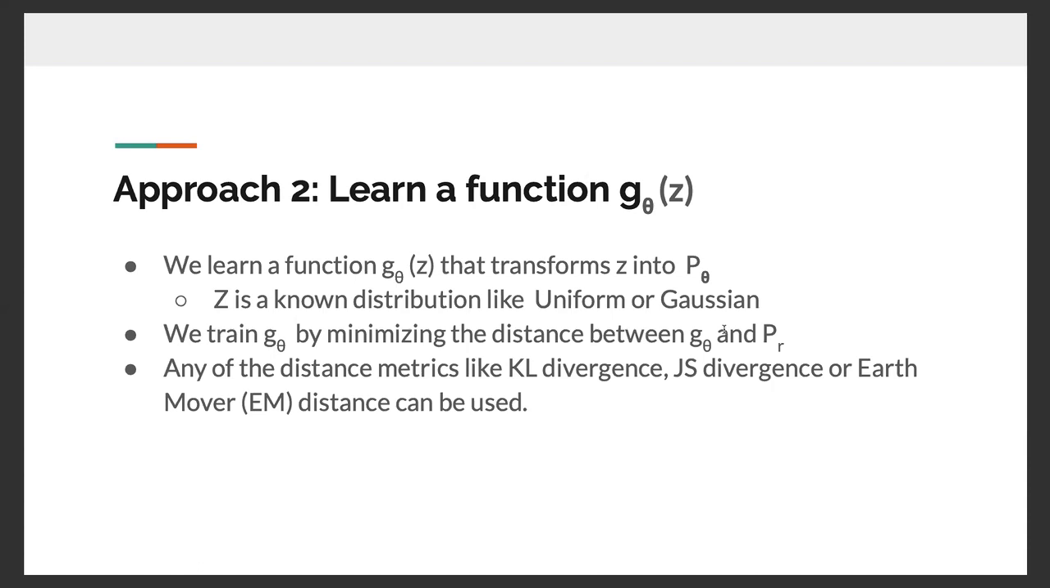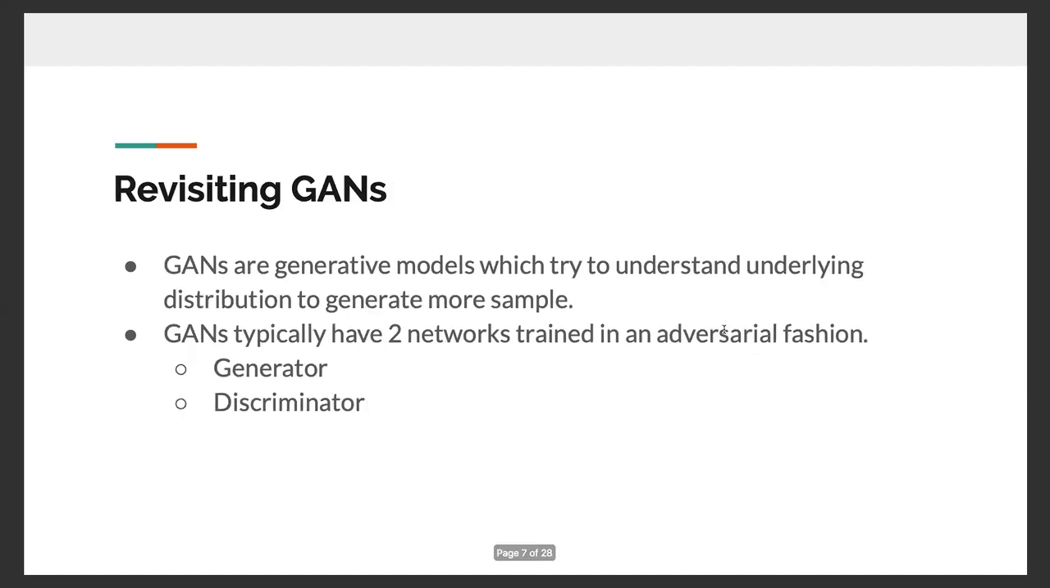For the second approach, we want to learn the function g_theta(d), which can transform d to P_theta. And d here is a known distribution like uniform or Gaussian. We can train g_theta by minimizing the distance between P_theta and P_r. Again, there are many distance metrics we can use, for example the KL divergence, the JS divergence, and also the Earth Mover distance, which we'll be talking about shortly. And there are still many other kinds of distance that can be used.